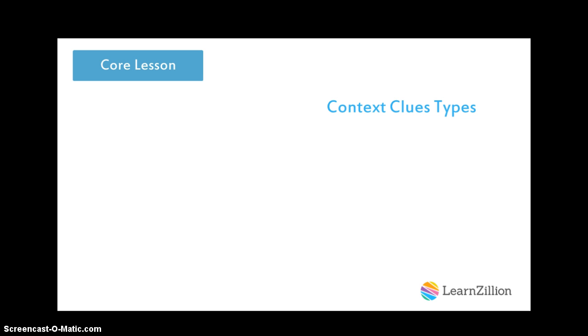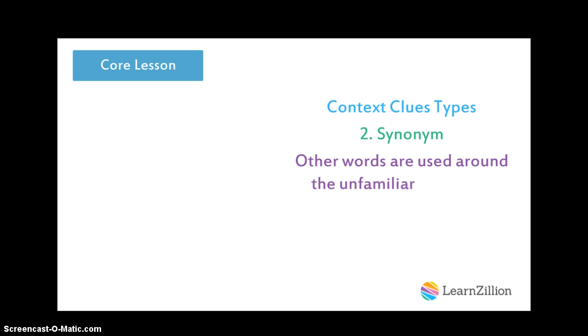Context clue type number 2, synonyms. Other words used around an unfamiliar word with a similar meaning. I'm going to give you a few seconds to write this in your notes. Context clue type number 2, synonym. Other words are used around the unfamiliar word with similar meanings.